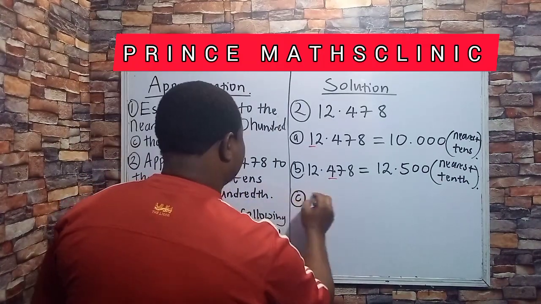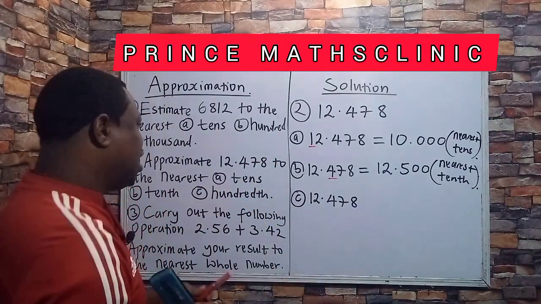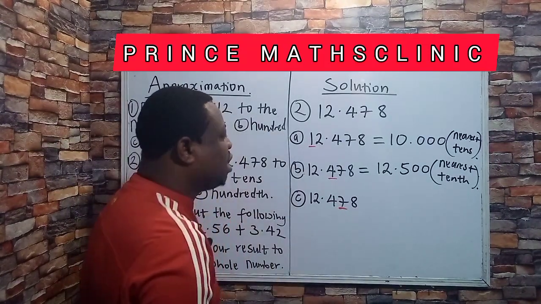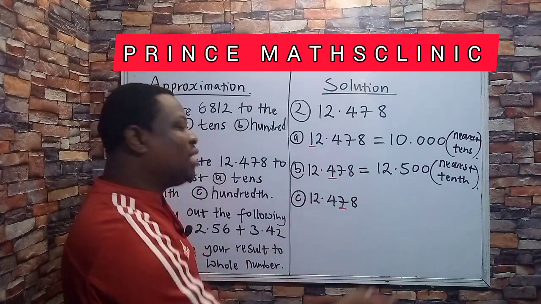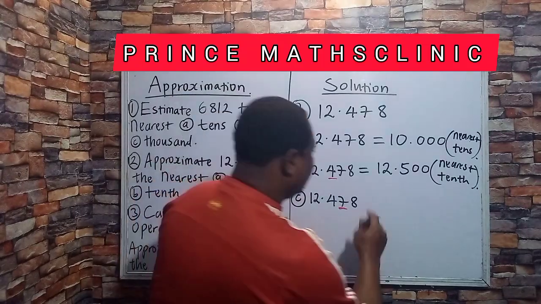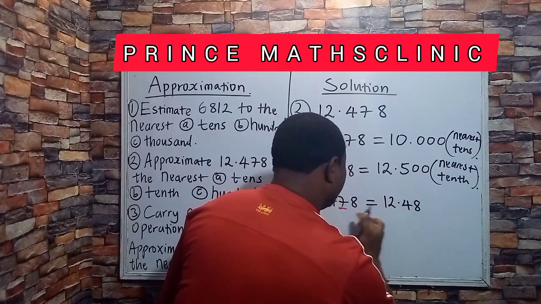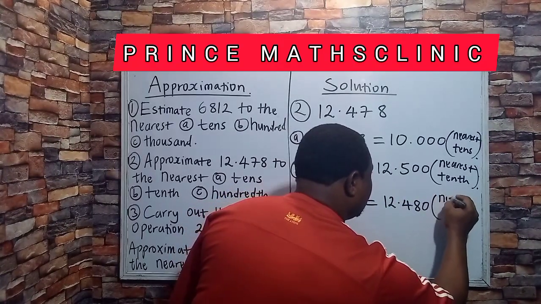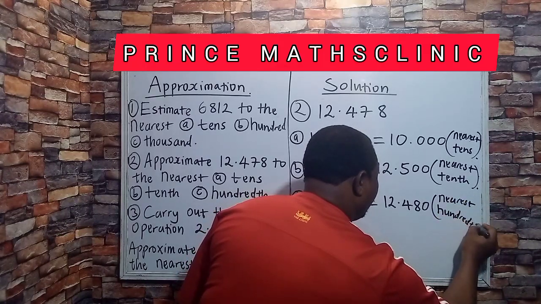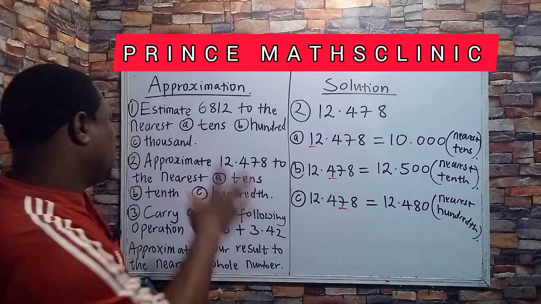Then the third part, 12.478. Nearest hundredth is this 7. The number after 7 is up to 5. So you round up to 1, add it to 7, and it becomes 8, then this number changes to 0. This becomes now 12.48. So this is the nearest hundredth.